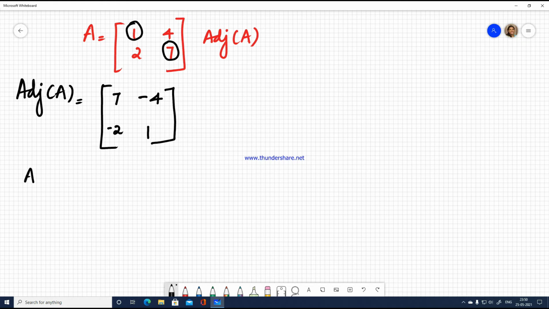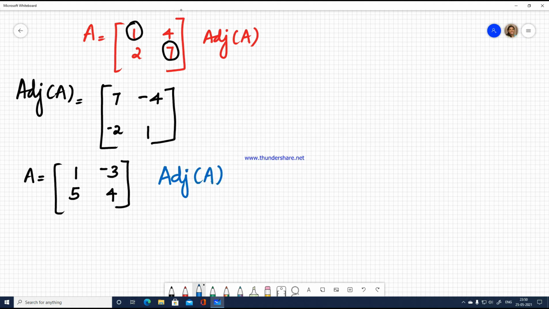Another example: if A is equal to 1, -3, 5 and 4, you are asked to find the adjoint of A. The adjoint of A will be: you interchange 1 with 4 and 4 with 1. Since -3 is a negative number, it changes to positive, and 5 becomes negative. So this is how we find the adjoint of a 2 by 2 matrix.